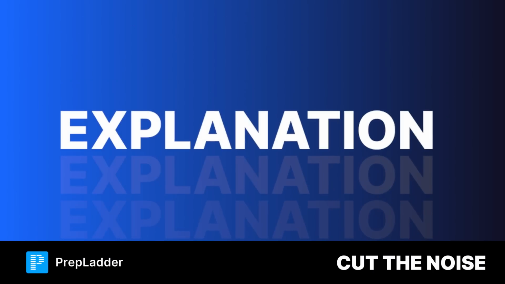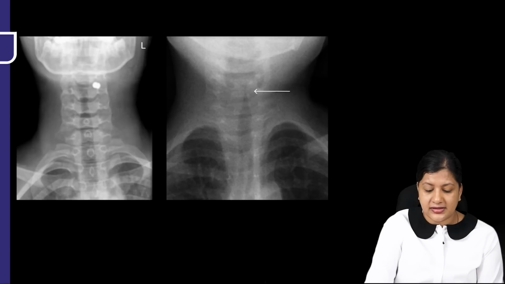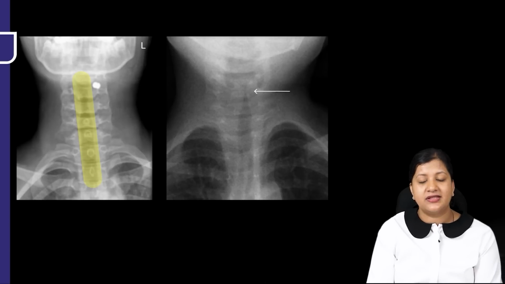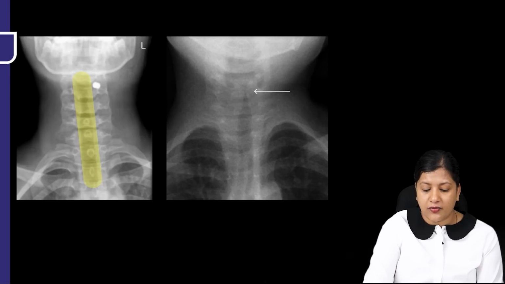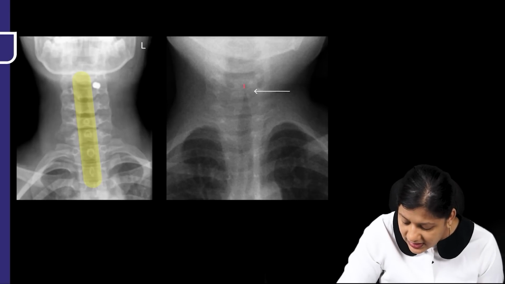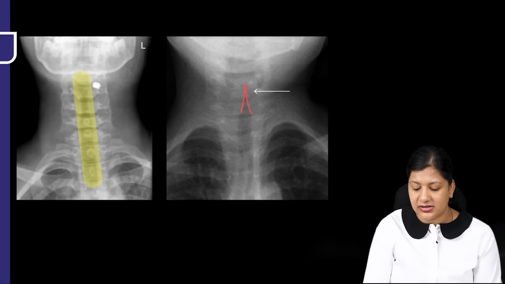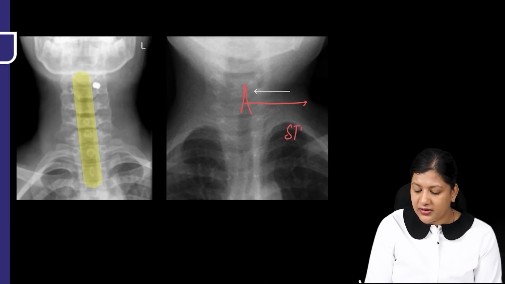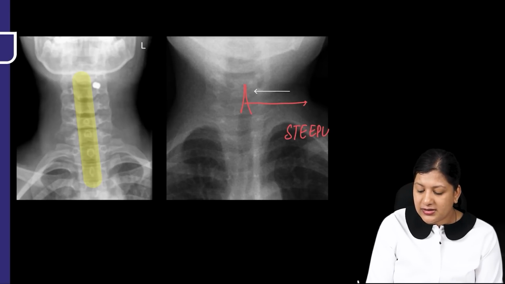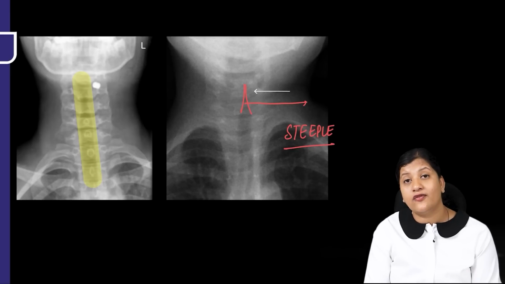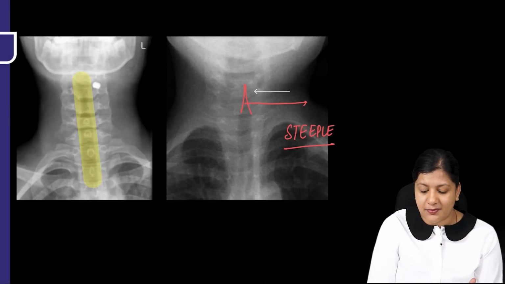Here's the explanation. Now if you see, this is the air column of a child, which seems more or less normal. But if you see the air column of a child here, you can see there is narrowing at the region of the subglottis. So you can see that here it is narrow. This sign we call it as steeple sign. So what is steeple sign? It is narrowing of the subglottis resembling the steeple of the church.